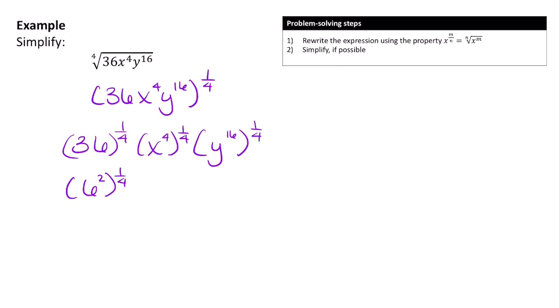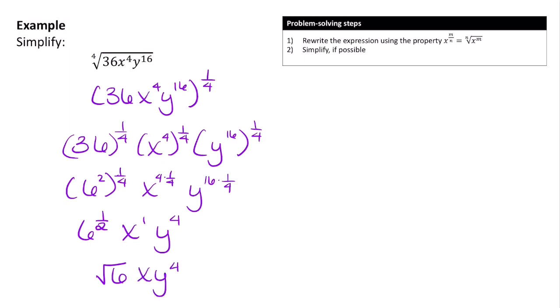And then x to the 4 times 1/4, and then y to the 16th is going to become y to the 16th times 1/4. So 6 squared to the 1/4, I'm going to multiply those exponents, and 2 times a fourth is going to give me a half. So this is going to be 6 to the half. 4 times 1/4 is just going to be 1, so that's just x to the 1. And then 16 times 1/4 is going to be 4, so I have y to the 4th. Well, 6 to the 1/2 is going to turn into the square root of 6. So I have the square root of 6 times x, y to the 4th. So that is my fully simplified expression.